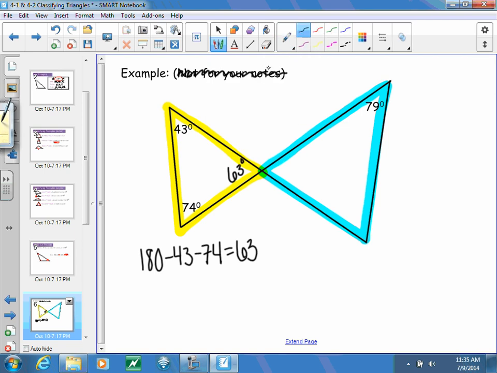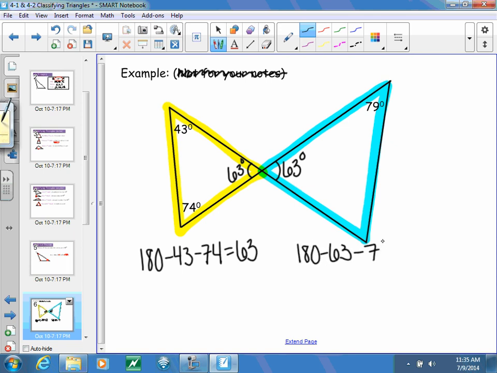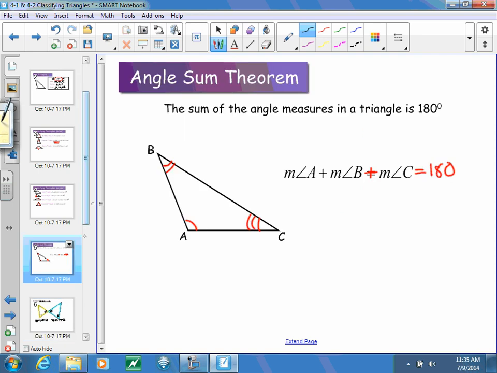Well, hopefully what you're thinking is that 63 degrees is a vertical angle, so this angle here has to be 63 degrees. We can assume that. So now I have 63 degrees and 79 degrees, and I can find my third angle. By taking 180, subtracting 63, and subtracting 79, we end up with our third angle. 180 minus 63 minus 79 gives me 38 degrees. So my angle right here is going to be 38 degrees. Just a way to use our angle sum theorem to find some missing angles.